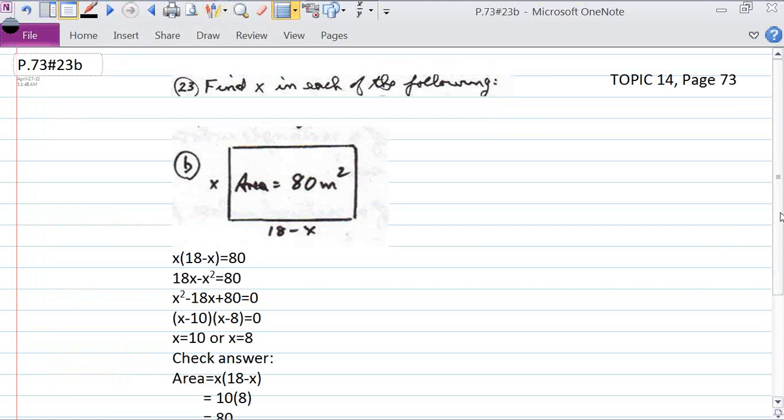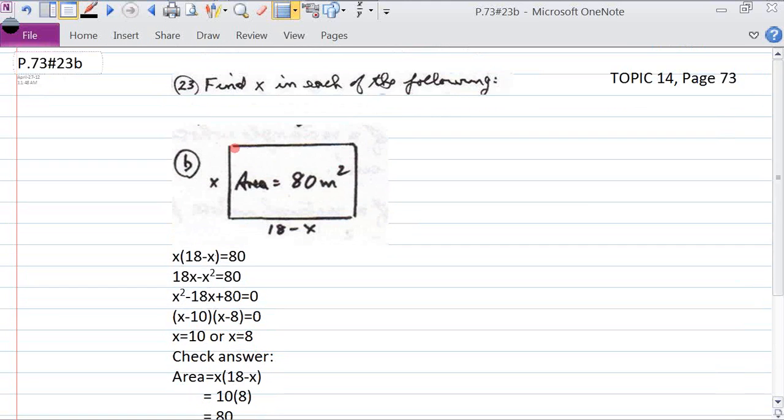Now, in problem number 23, we find x in each of the following. In part B, we're told we have a rectangle here. So this is a rectangle. And one of these is the length and one is the width. It doesn't really matter which one we establish, because the product of the length times the width is the same. So this times this should give me the area.